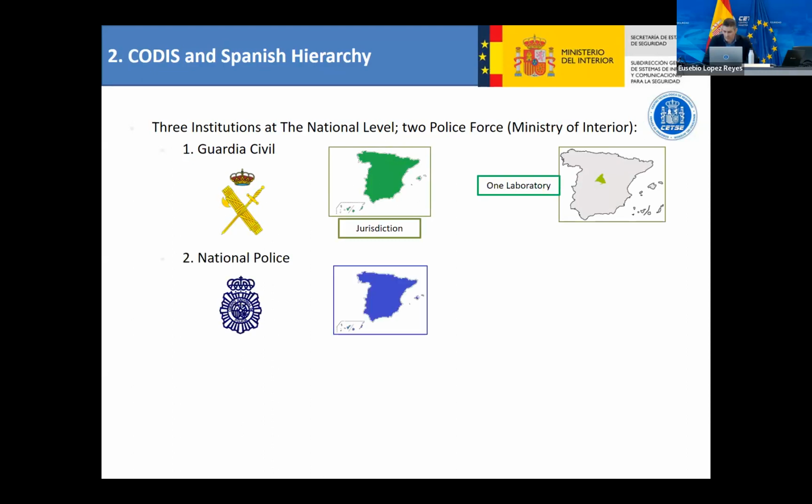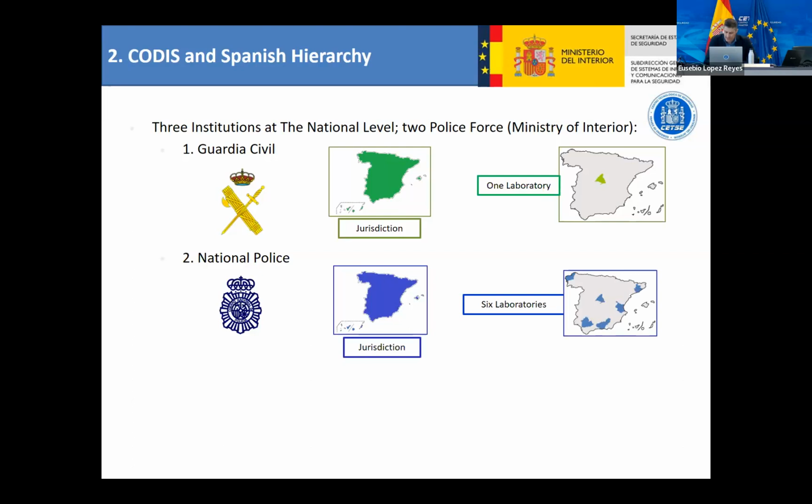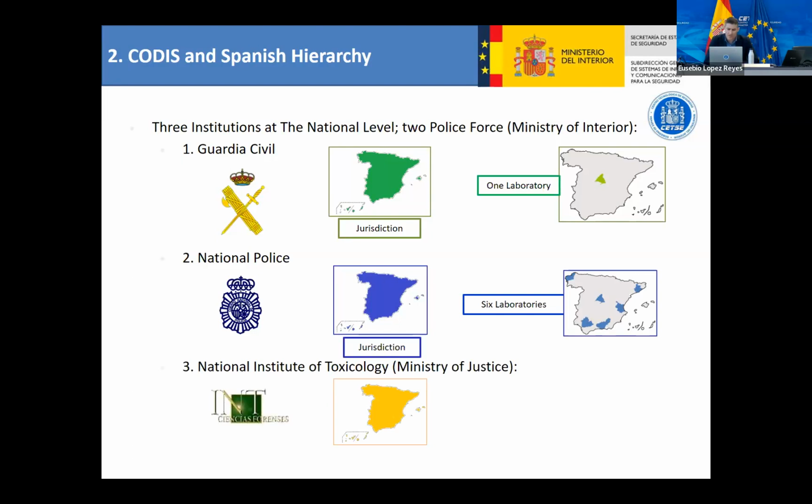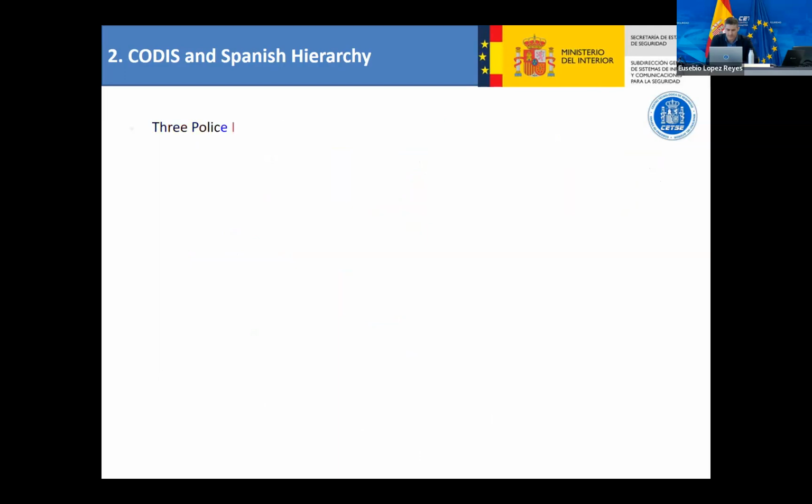And then we have the National Police, with the same competence as the Guardia Civil, but in this case it is a civil police, and usually works in the big cities with a population above 30,000 people. The National Police have six laboratories in different regions of Spain. And finally, we have another institution at the national level, the National Institute of Toxicology, which depends on the Ministry of Justice, and they have four laboratories.